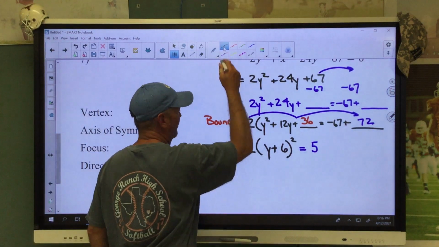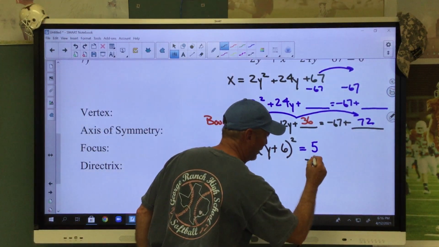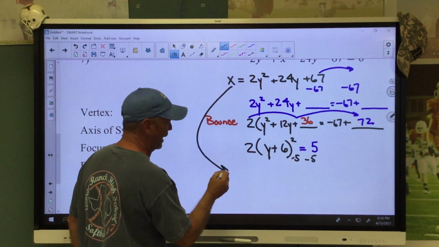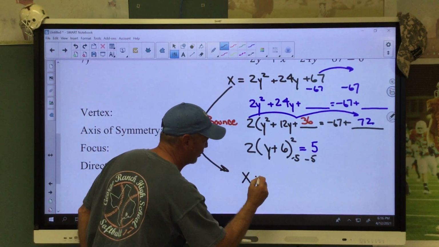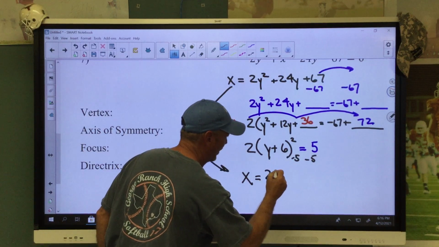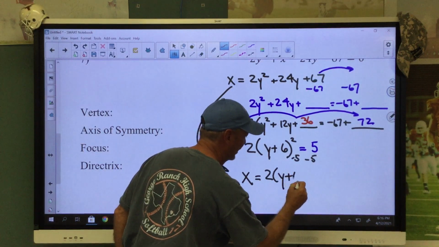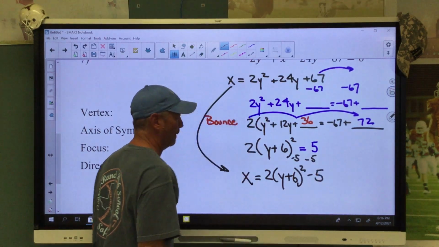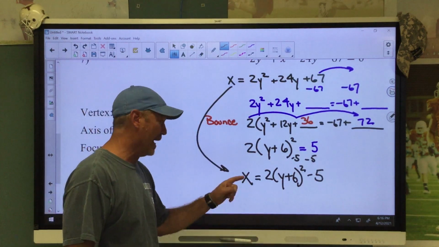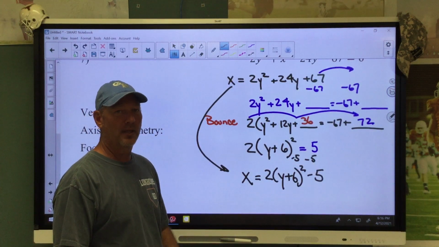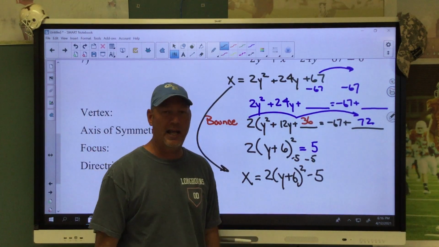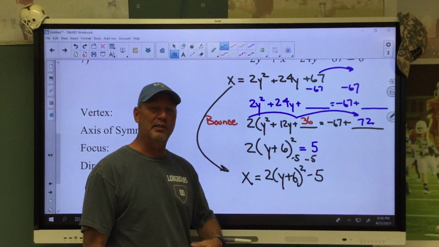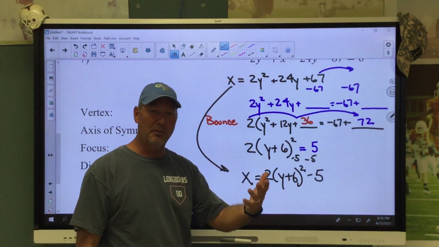I'm going to subtract 5, and then I'm going to bring my x back down. And I'm going to get x equals 2(y plus 6) squared minus 5. Now, that is in vertex form. That's probably the toughest thing we're going to ask you to do, because we're asking you to complete the square, and we're asking you to deal with that coefficient using the bounce method.